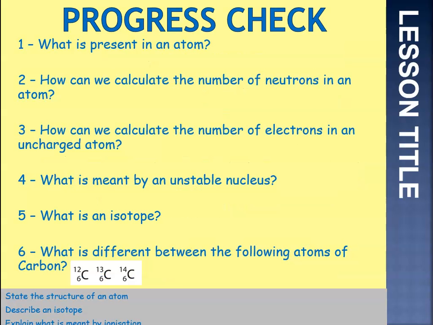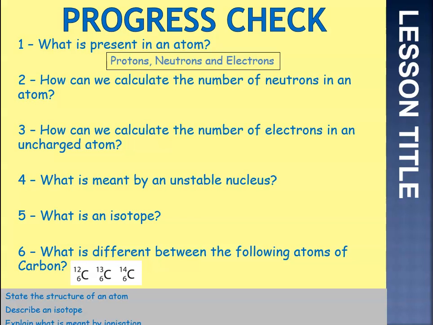Okay, so we've got a quick progress check for today's lesson. Could we answer these 6 questions? Pause the video whilst you do so, and unpause it and I'll go through the answers. Okay, question 1. What's present in an atom? We have protons, neutrons and electrons.